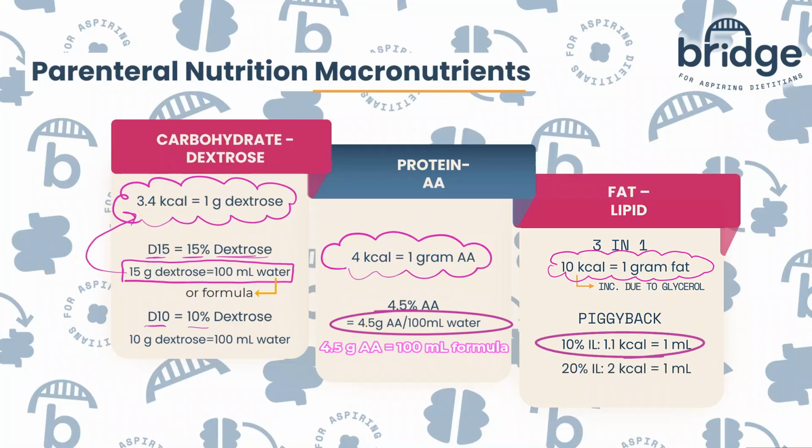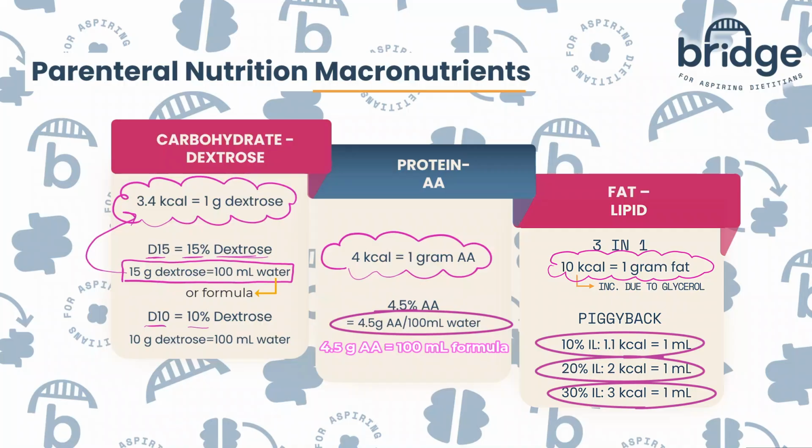A 20% IV emulsion has 2 calories per milliliter, and a 30% IV emulsion has 3 calories per milliliter because, again, there's 10 calories per gram of lipid. The 10% solution is the only slightly unusual one because its lower fat concentration means that the glycerol contribution is proportionally more significant, which raises the calorie value oh so slightly above what is initially expected.